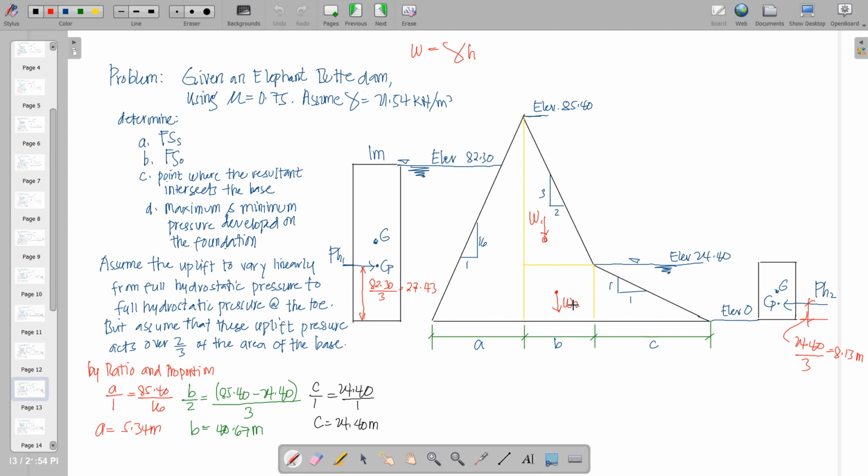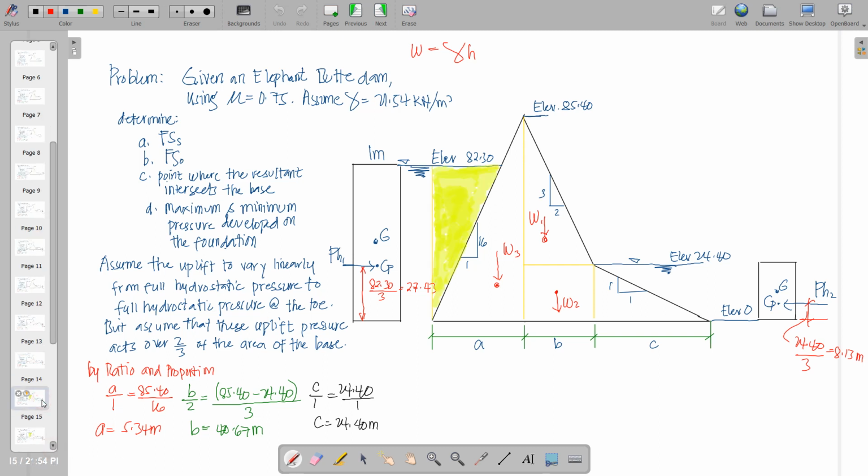And then W2 is just a rectangle wherein we're going to get the mid dimension to locate the center of gravity. And then for this triangle also, we have 1/3 from the height of this. We have W3. And of course, the weight of water that will be carried and transmitted to the base of this dam. So of course, we want to label that as W4.